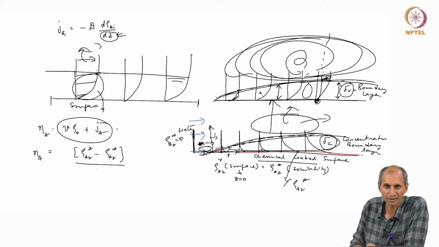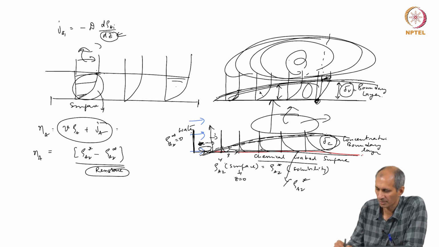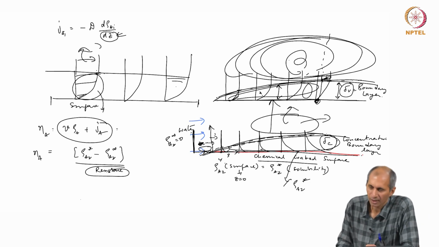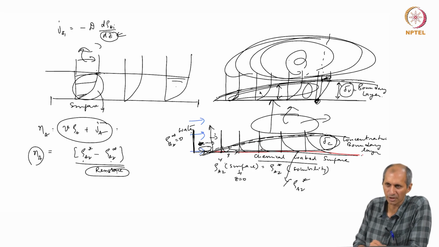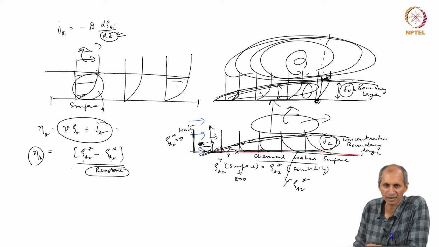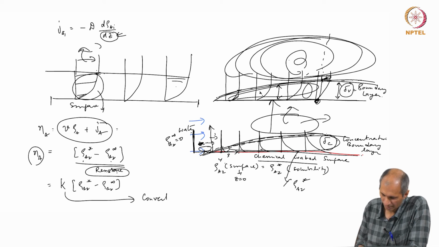Then I need a resistance. This resistance term is now dependent on what is going on in this zone. Just like Fick's law, when you know this gradient, you can very nicely define this. I can measure the flux, and the proportionality between these two is the inverse of the resistance, 1 over resistance, and that is given the term mass transfer coefficient. This is called a convective mass transfer coefficient.